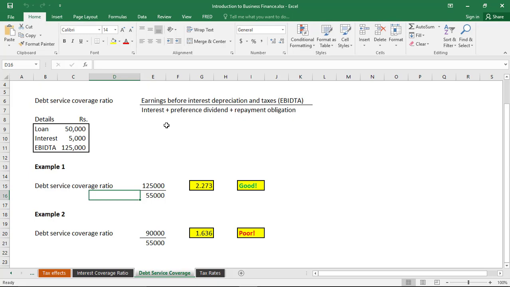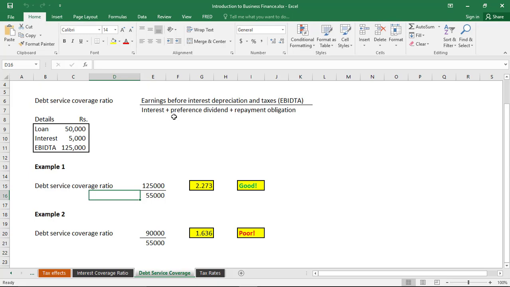So for this purpose, we are computing the debt service coverage ratio. In debt service coverage ratio, what we'll be checking is if we have enough profits to not only cover interest, but also cover the preference dividend, which is a mandatory payment again, and then all repayment obligations, all debt obligations or loan obligations that have to be repaid. So we're going to check if we have enough profits to pay this.